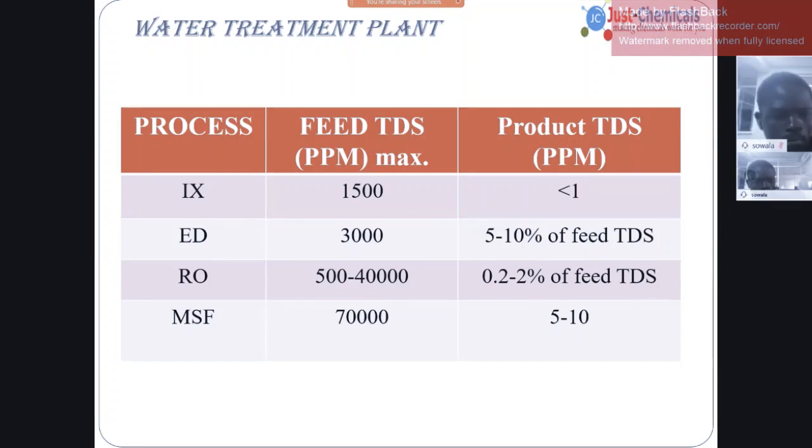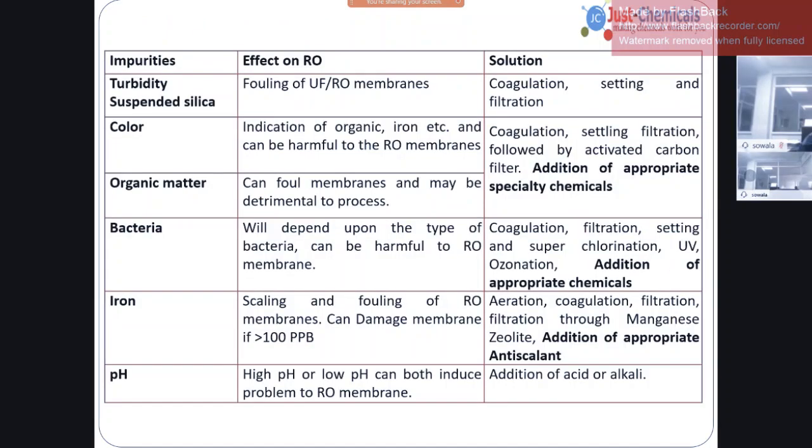Today we are talking about reverse osmosis, and we are taking into consideration both kinds of reverse osmosis: one is brackish water reverse osmosis and also seawater reverse osmosis. So what are the impurities which have an effect on RO, and what are the common solutions? We'll talk about the solutions in detail in later slides, but let us see the table here. The first one is turbidity or suspended silica.